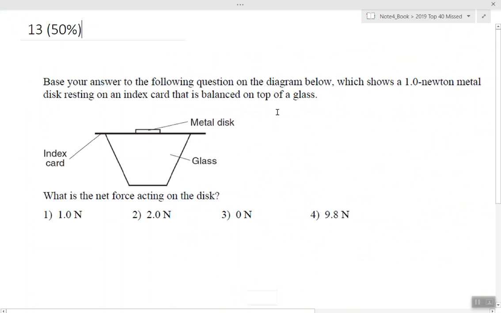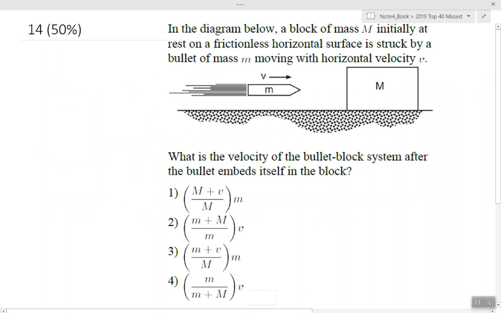13. And man, do words matter. This is asking for the net force. If we draw the forces acting on this, there's a weight force pointing down, but there's an equal normal force pushing up from the index card. Those forces are balanced, net force is 0, otherwise the coin would accelerate.